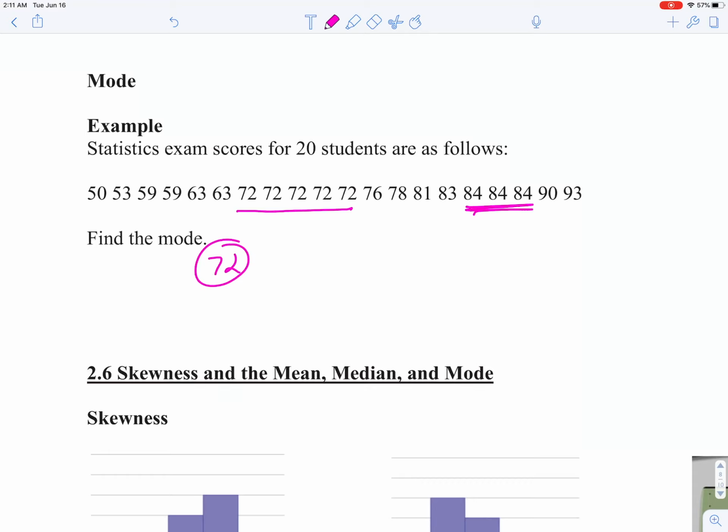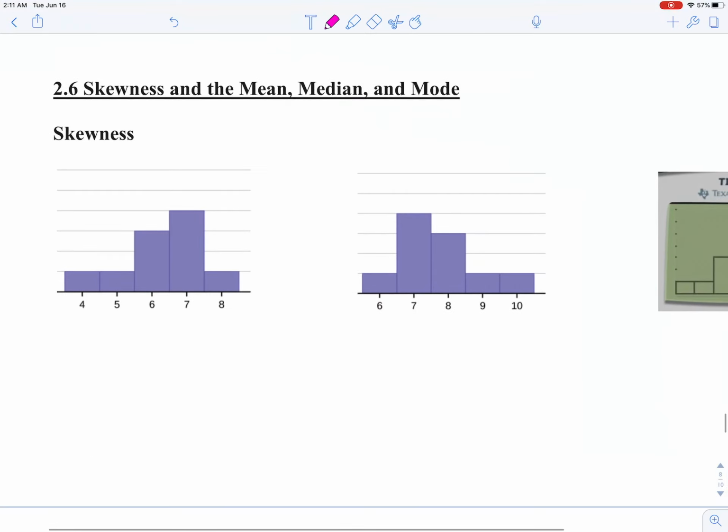Okay, again, it's just the value or values repeated the most often. All right, so there's no second place in this one. It's most often or it's not. Okay, so in this case, 72 is our mode because 72 is repeated most often in this data set.